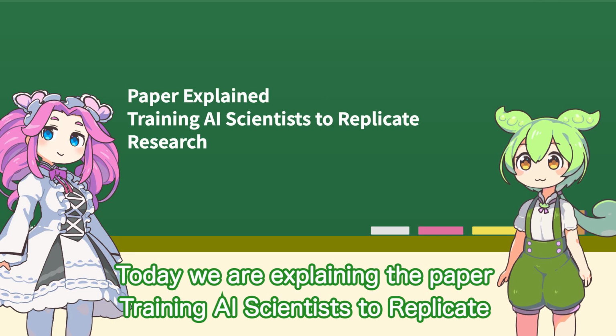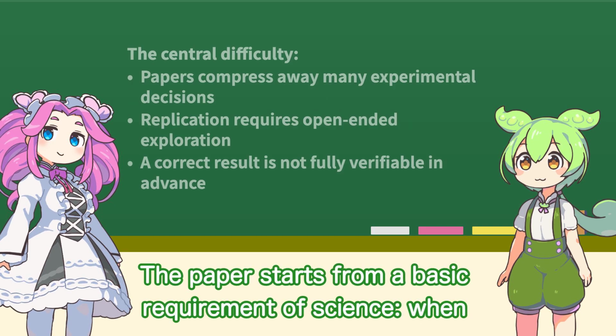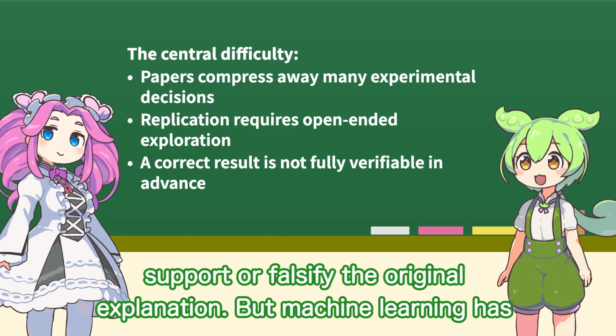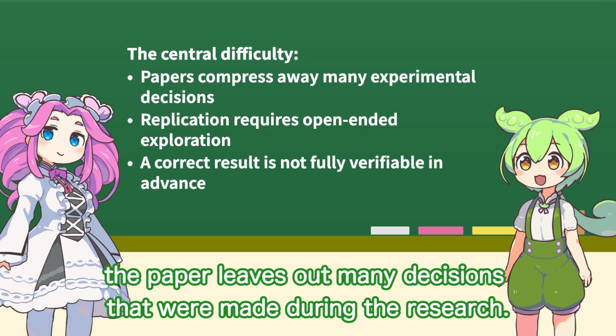Today we are explaining the paper Training AI Scientists to Replicate Research. What problem is this paper trying to solve? The paper starts from a basic requirement of science. When someone repeats an experiment, the results should be consistent enough to support or falsify the original explanation. But machine learning has a replication crisis, and an AI agent cannot simply copy a paper because the paper leaves out many decisions that were made during the research.